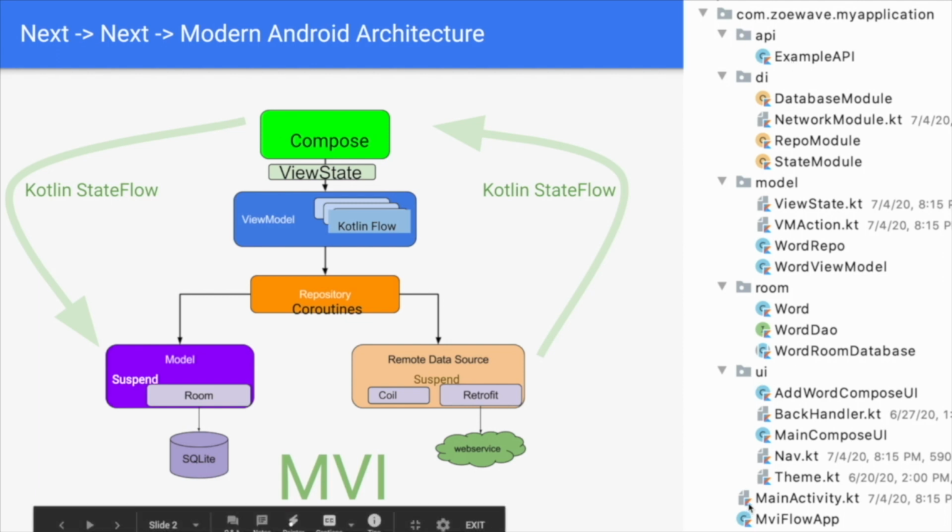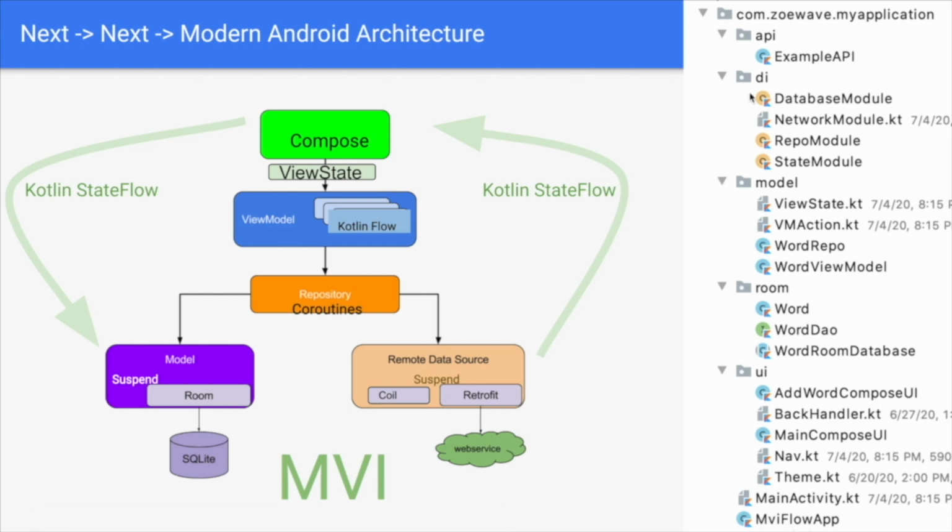The application starts with the main activity bringing up the main composable, but we're actually using Dagger Hilt, so we have to have this app that brings up all of our dependencies. Our dependencies are all held in the DI directory, and we're using the MVI design pattern, and we're going to get deeper into what MVI is next.